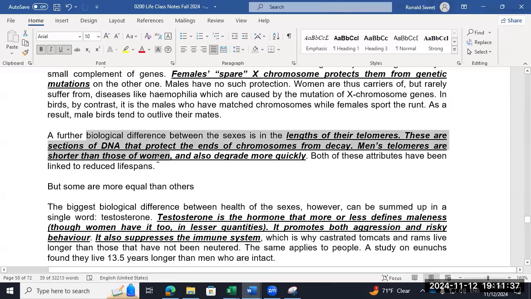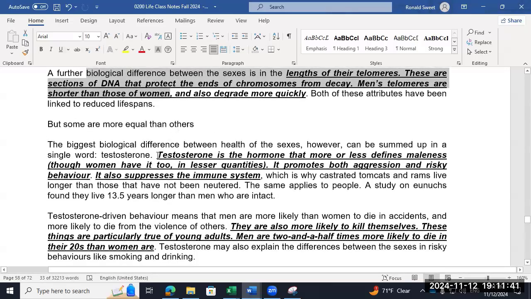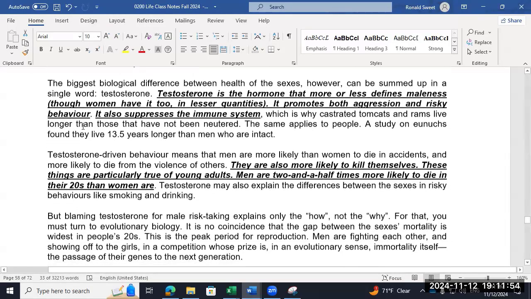So there are biological differences. You can read all that. Testosterone promotes more aggression. So obviously men don't make it as long, because a lot of them don't make it past 30, because men do stupider stuff when they're younger than women.